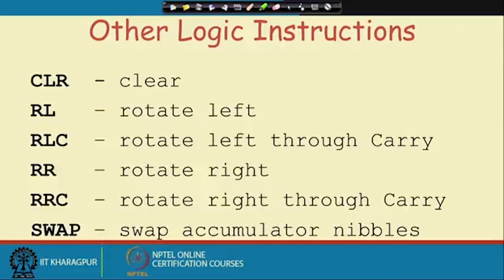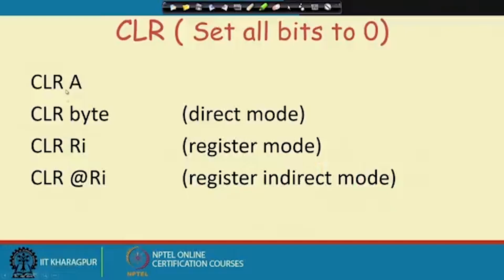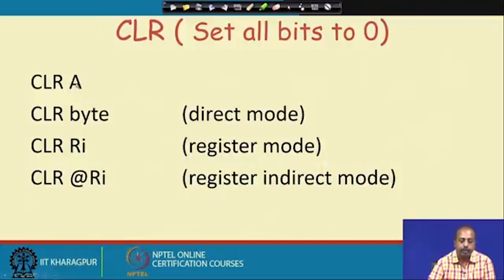Except SWAP, the other instructions we have seen in 8085 also. Those rotations are the same as in 8085, but SWAP will swap the two nibbles of the accumulator. Then clear. CLR A will reset all bits of the accumulator to 0. You can also say CLR byte, where the byte is specified in direct mode. So, you can specify the byte.